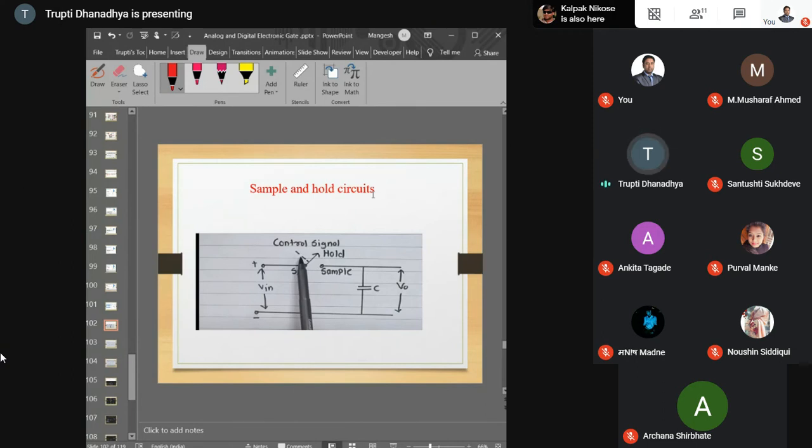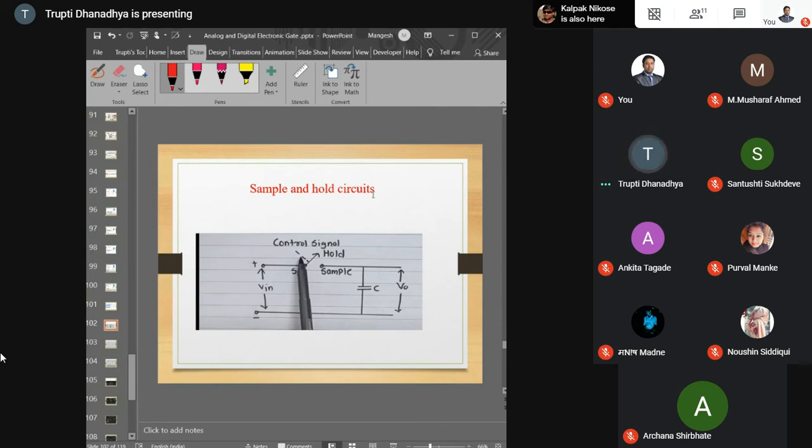Whenever I'm talking about digital electronics, analog, or power electronics, the switches consist of MOSFET, BJT, or other semiconductor devices. So for designing this type of circuit, we require MOSFETs, BJTs, and many other semiconductor devices available in the market. Okay, so this is the basic diagram.